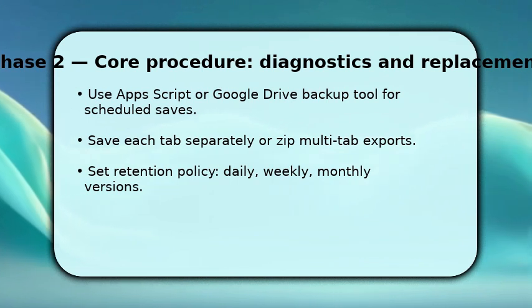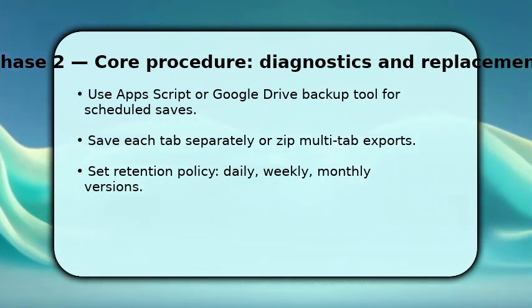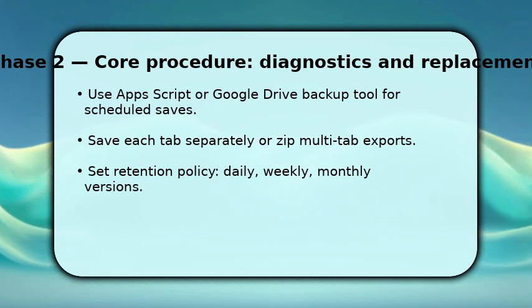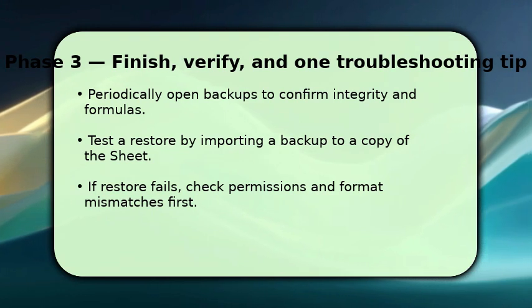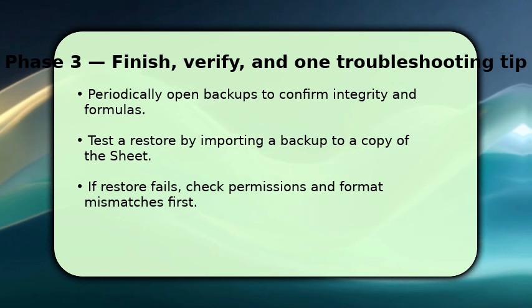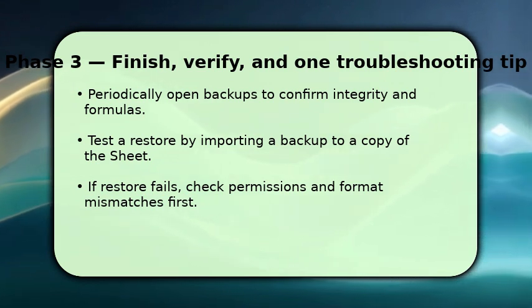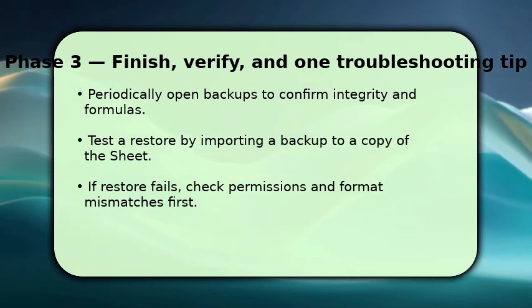Keep daily for 2 weeks, weekly for 3 months, because retention controls storage and makes rollbacks predictable when you need them. You finish the process by verifying backups and rehearsing restores. This is crucial. Open a saved file to confirm data integrity and that formulas or formatting survived the export. If not, adjust format choices.